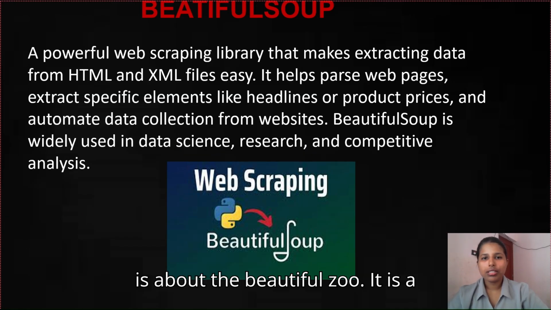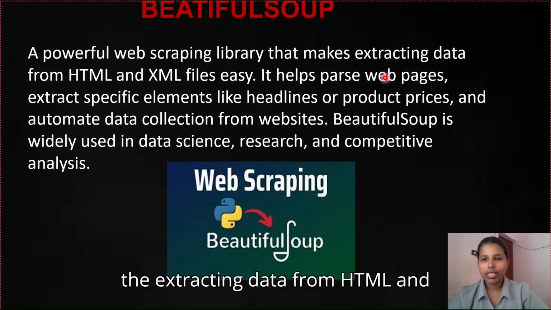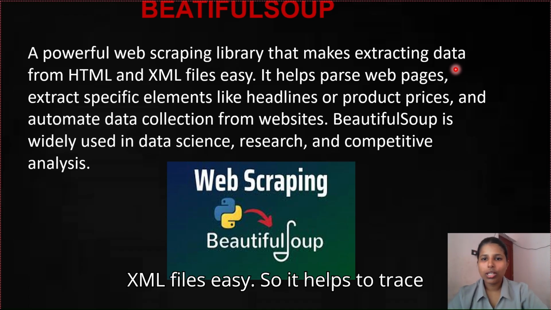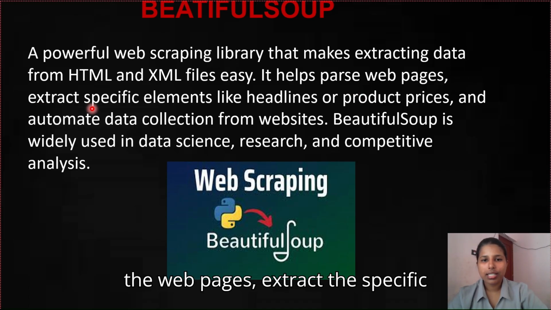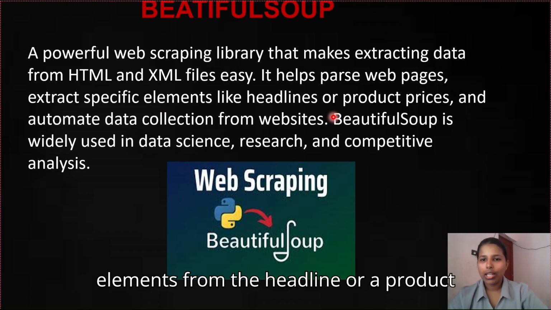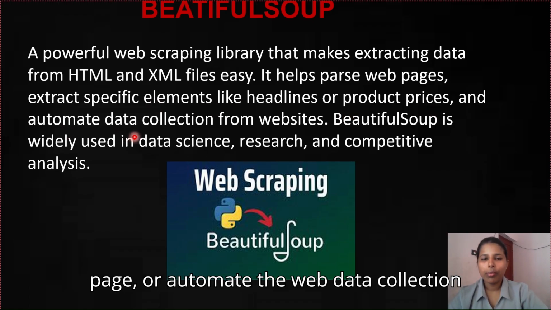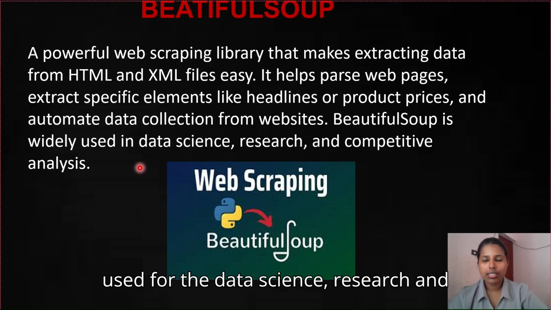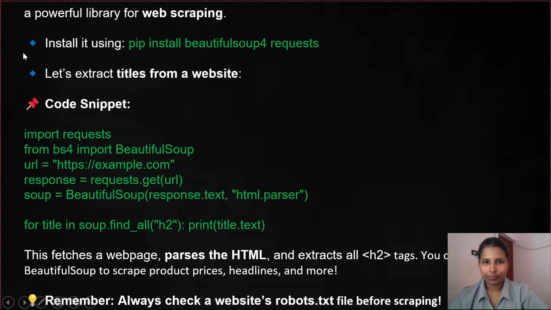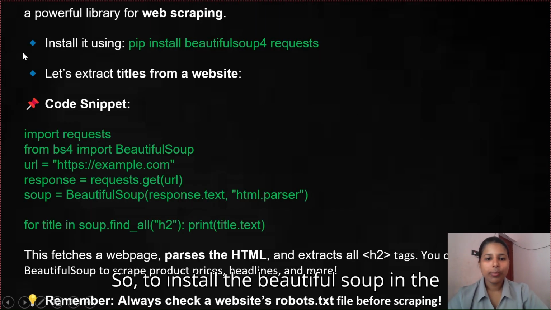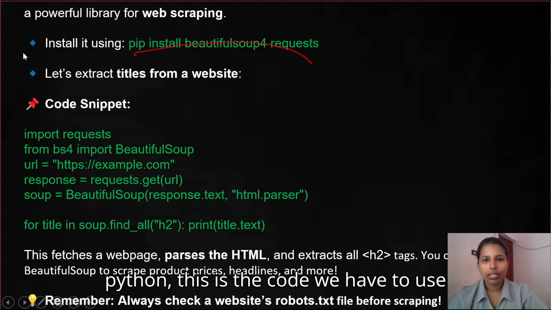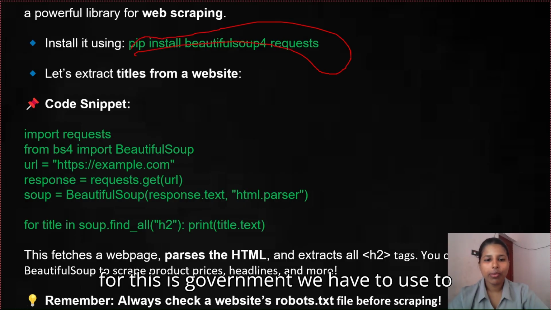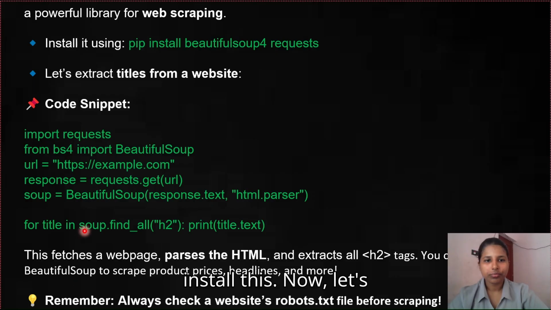The next topic is BeautifulSoup. It is a powerful web scraping library that makes extracting data from HTML and XML files easy. It helps to parse web pages, extract specific elements like a headline or a product phrase, or automate web data collection from websites. BeautifulSoup is widely used for data science, research and competitive analysis. This is the command we use to install it.